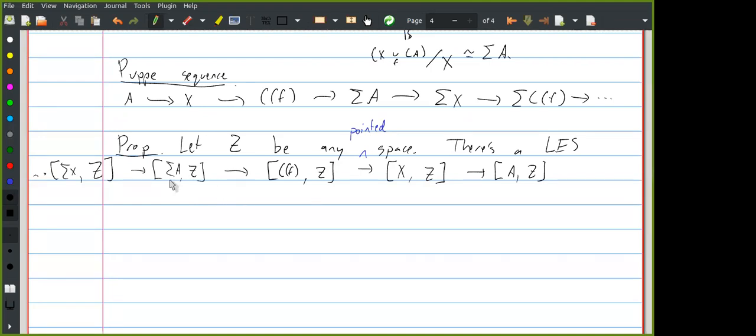And what that means is that the image of each of these maps is equal to the kernel of the next map, meaning the pre-image of the base point in each set. So this is a long exact sequence of pointed sets. Let me write that over here.